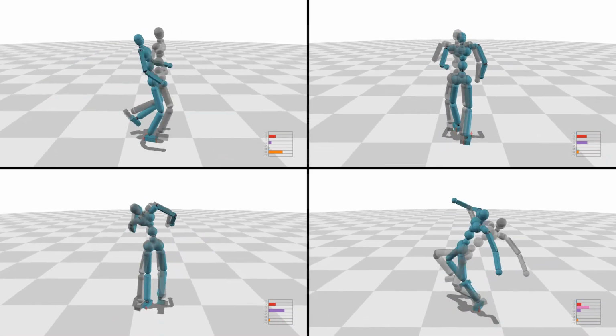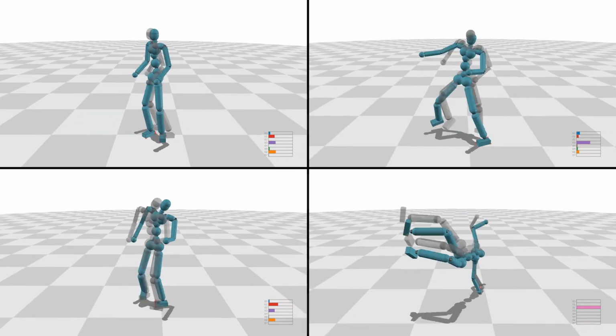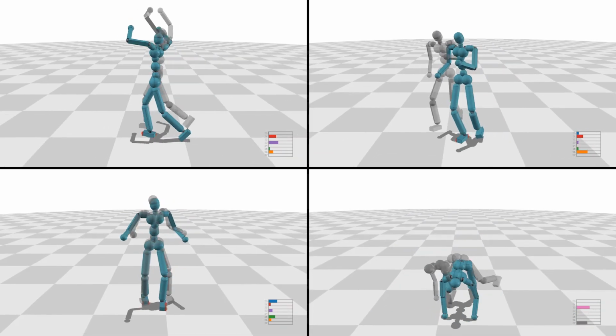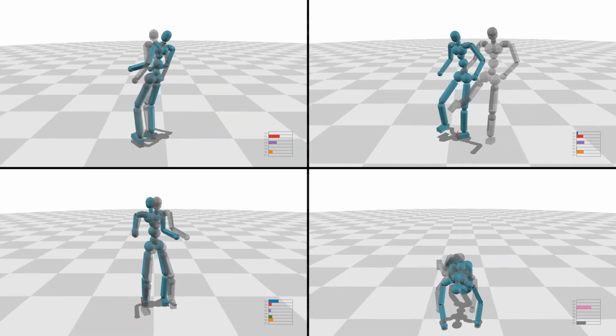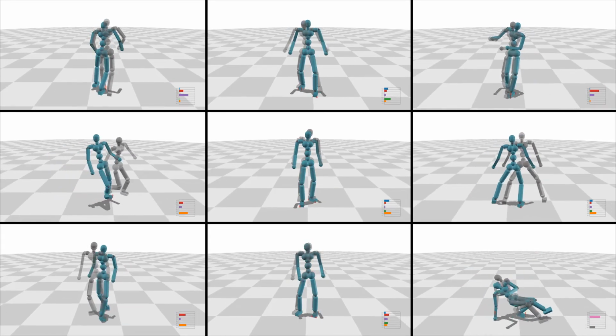Here's a simulation of multiple behaviors demonstrating the diversity of motion that can be generated. All motions are generated by a single combined controller.